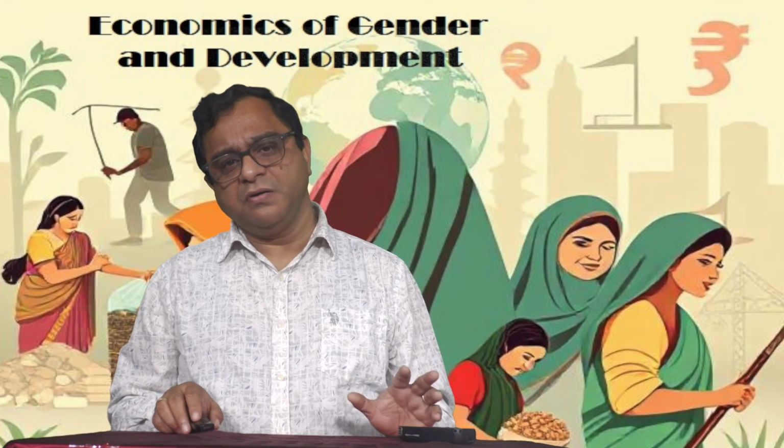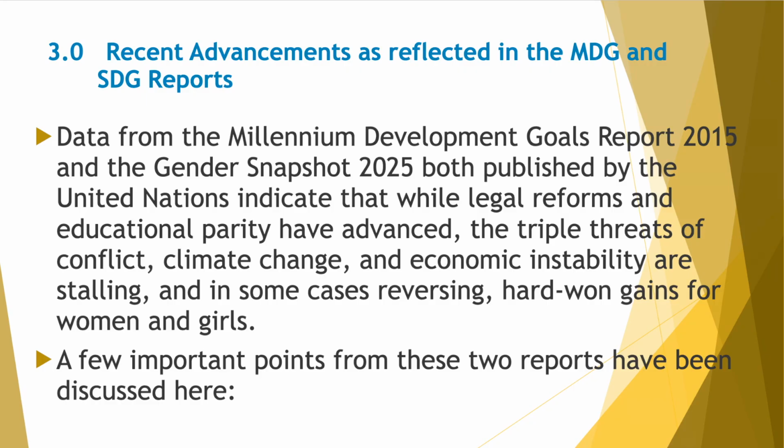So, data from the Millennium Development Goals Report 2015 and the Gender Snapshot 2025, both published by the United Nations, indicate that while legal reforms and educational parity have advanced in most countries, the triple threats of conflict, climate change, and economic instability are stalling, and in some cases actually reversing, hard-won gains for women and girls. A few important points from these two reports are discussed in this section.